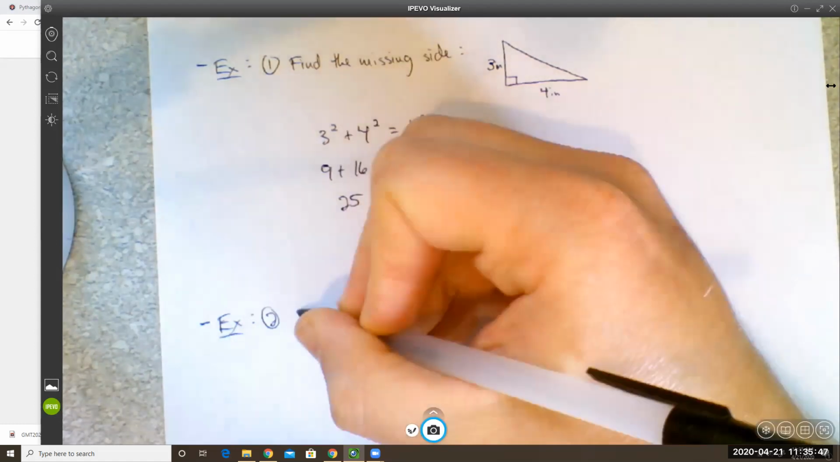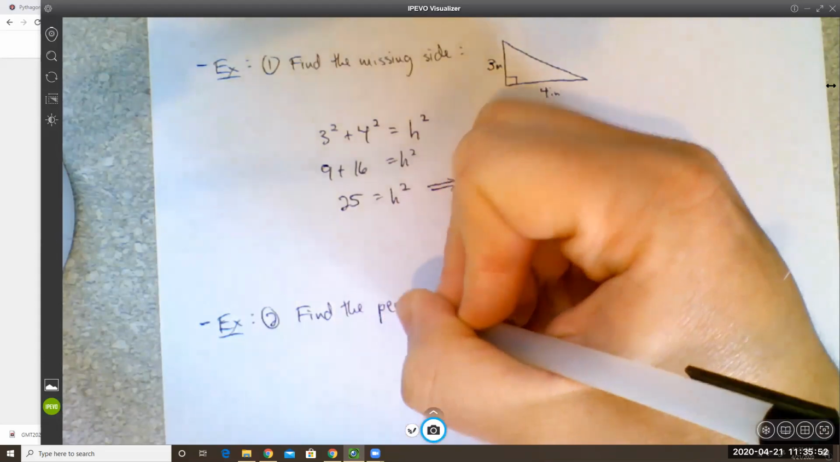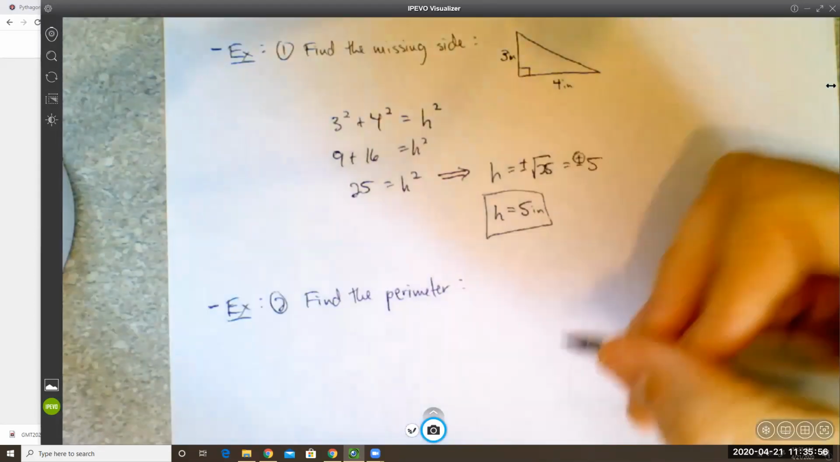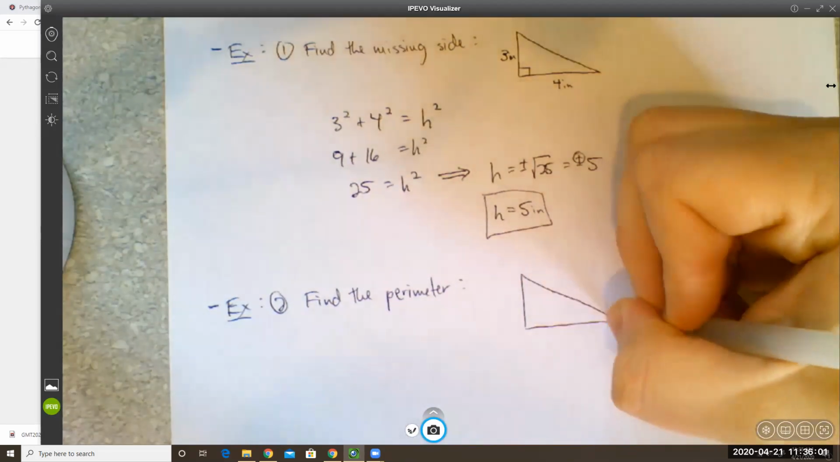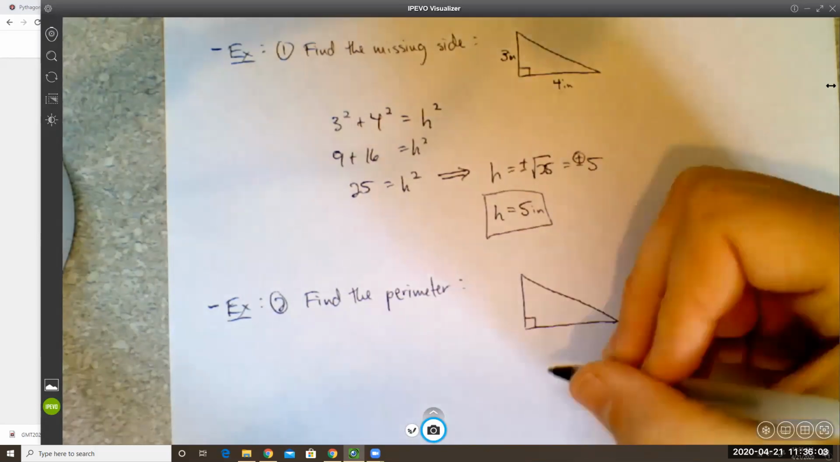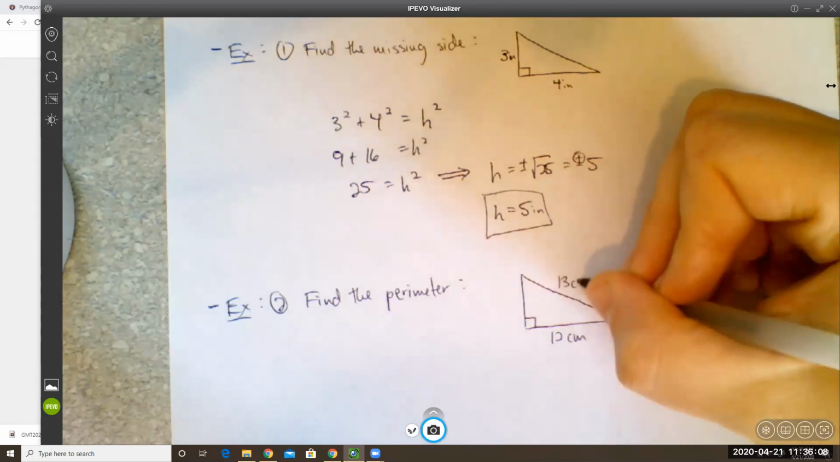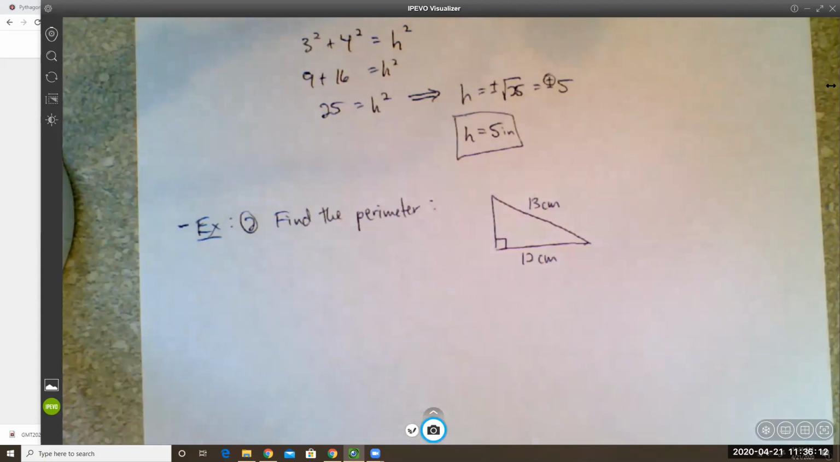This time, let's find the perimeter. Let's see if we can find the perimeter of this triangle here. So we'll call it 12 centimeters, 13 centimeters, and this side I'll leave blank. Okay, so go ahead and give the video a pause and see if you can figure out the perimeter of that triangle.